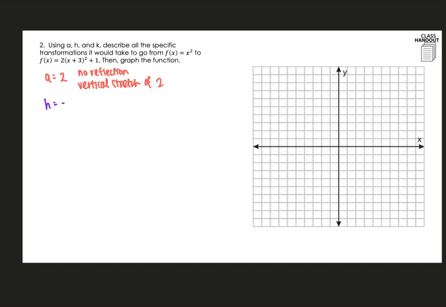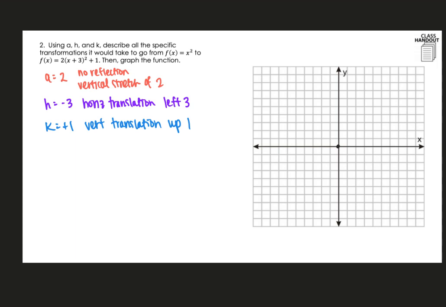H is going to be negative 3 because we look inside the parentheses, it's the opposite side. That means it's a horizontal translation. And it's negative, so we're going to go left 3. And then k is going to be positive 1, which means that we have a vertical translation, up 1.